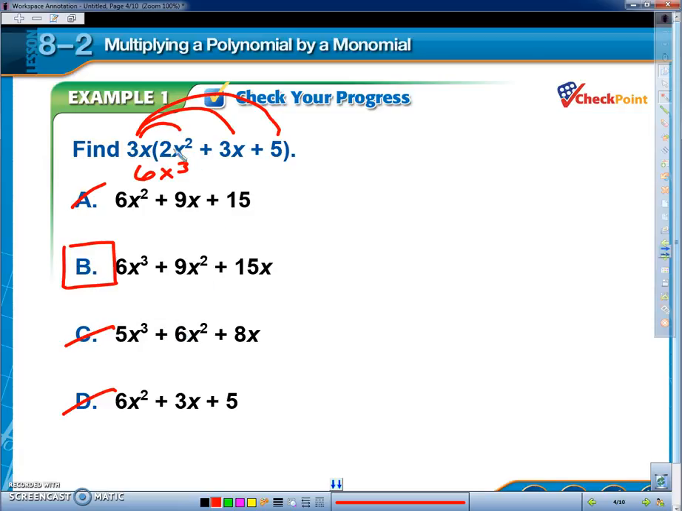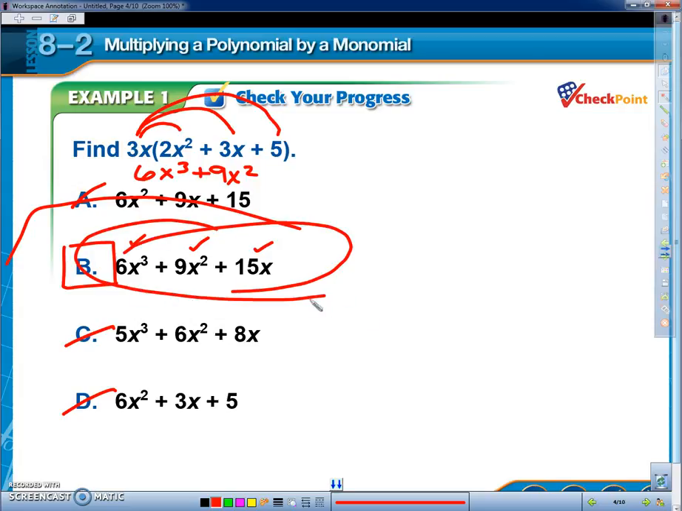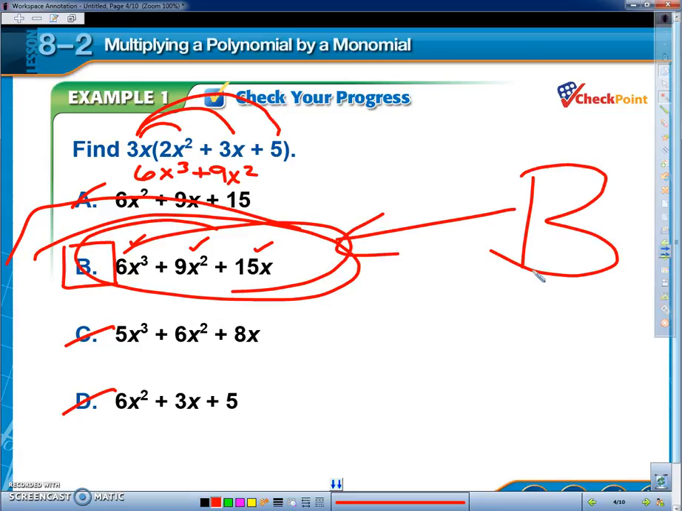Let's go to the next one. 3x times 3x, positive 9x squared. That one checks. Let's go to the last one. 3x times 5, 15x. So I'm good at B right there. That was a horrible circle, and that one's even worse. But the answer is B right there.